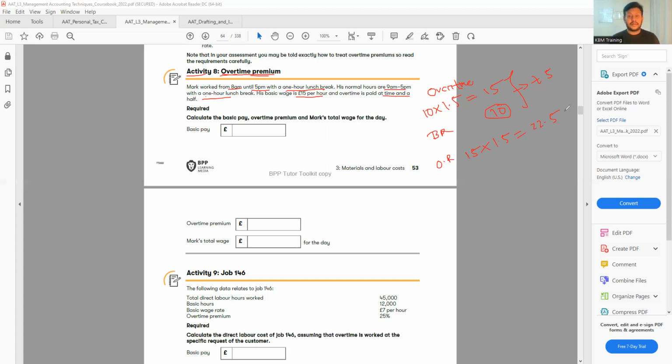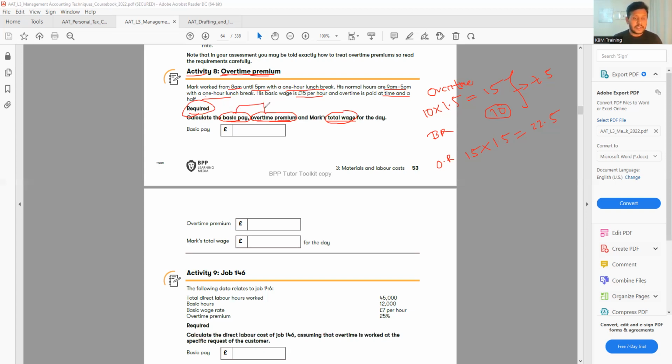22.5. Very good. Now we haven't gone inside the question yet. We're just trying to make everything ready so that based on the requirement, we can look at the calculation. The first requirement we have here: calculate the basic pay, then the overtime premium and the total wages. Three things. The first one is basic pay. The next one is only the overtime premium, not the overtime. And finally, the total wages. That means if I add these two, that will be the total wages.